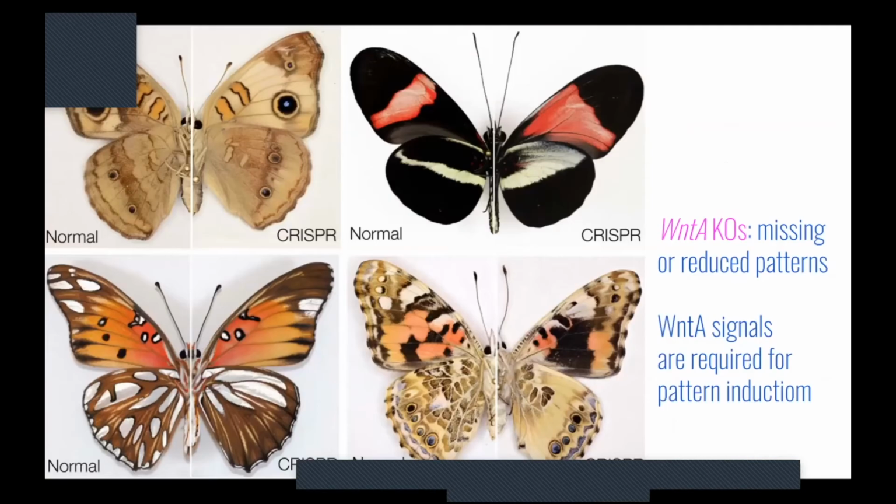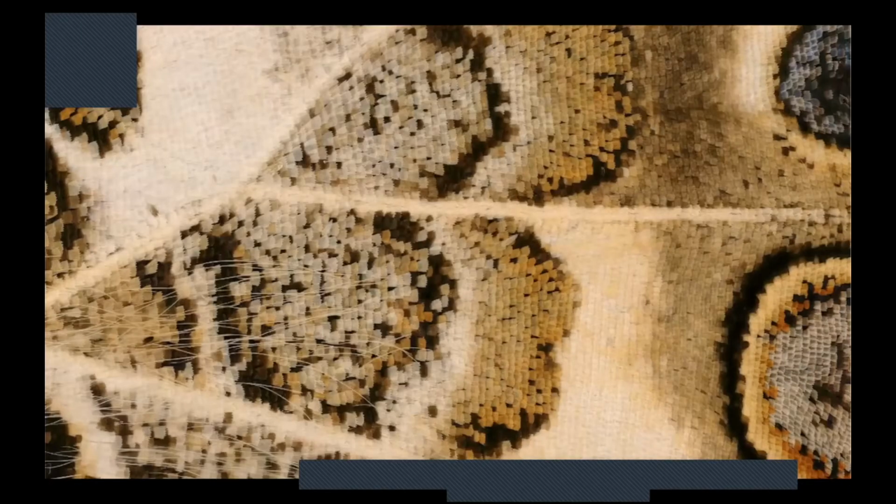So I want to talk a little bit about the painted ladies here and still about Wnt. So Wnt is clearly involved in pattern induction. So in this more complicated butterfly, Wnt is expressed in the center of the wing, and this is the wild type pattern here, where you have those concentric waves.